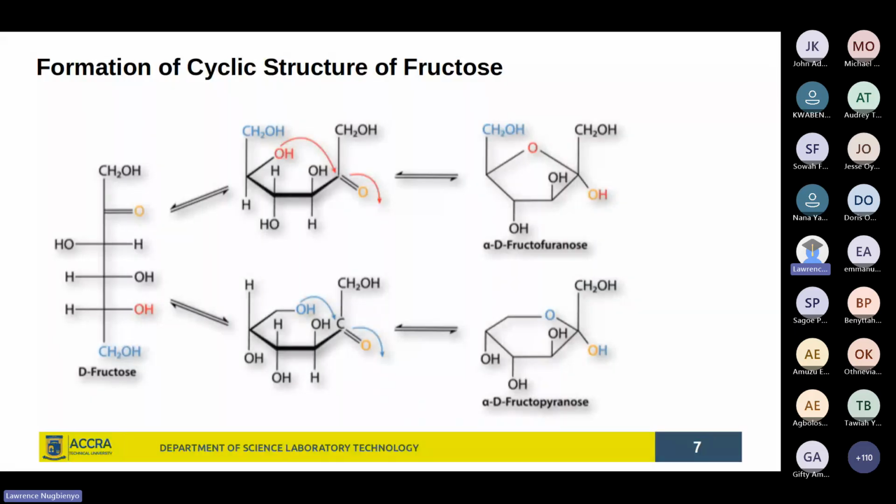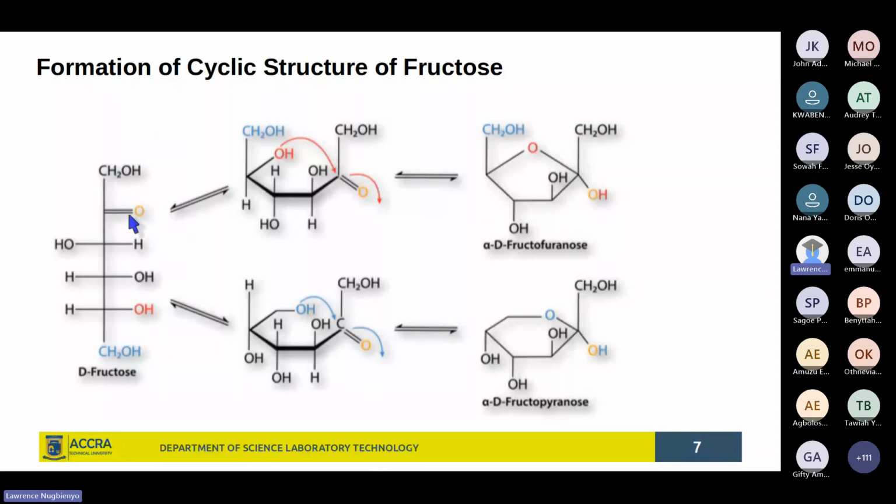So I'm surprised Christopher is now asking why fructose is classified as a ketose, even though it forms a ring structure. It appears you were not in a previous lecture when we classified monosaccharides into aldoses and ketoses. So I think you should go and revise the previous slide to understand why fructose is called a ketose.